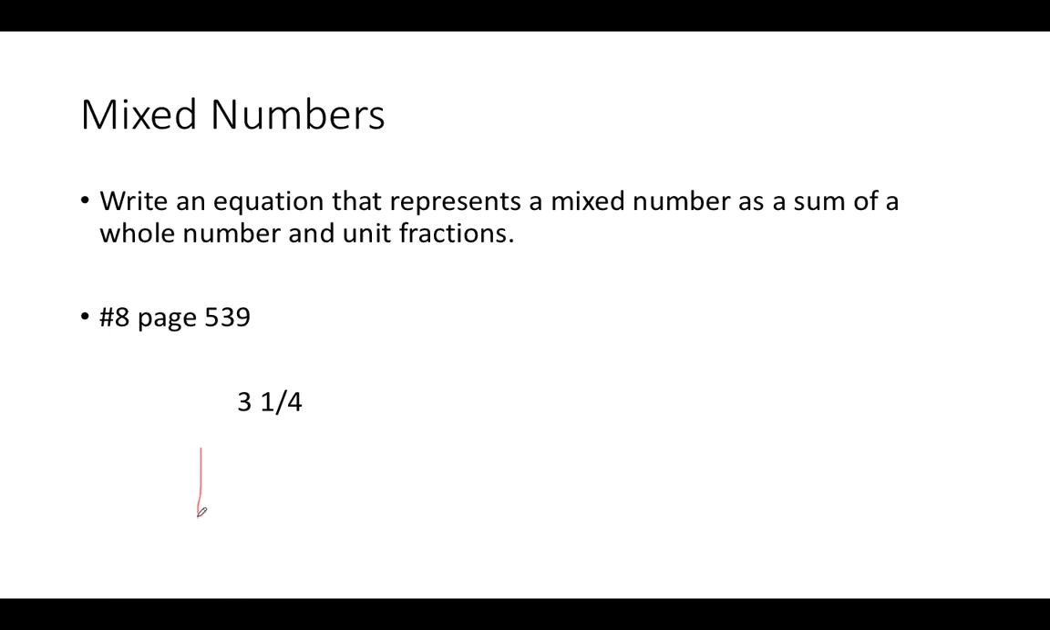So we have a one thing plus another thing plus another thing, that's 3, plus 1/4. And that's it. That's all it's asking you to do: we take this whole number, break it down into ones, and then add a fourth. So this is the same thing as this. 3 and 1/4, 3 and 1/4.